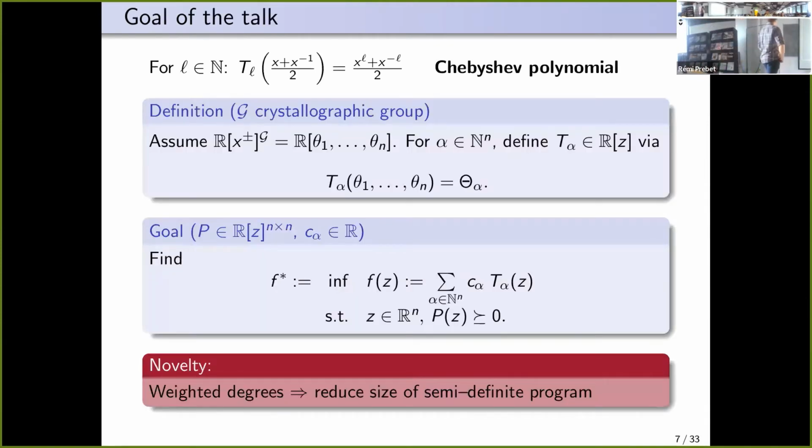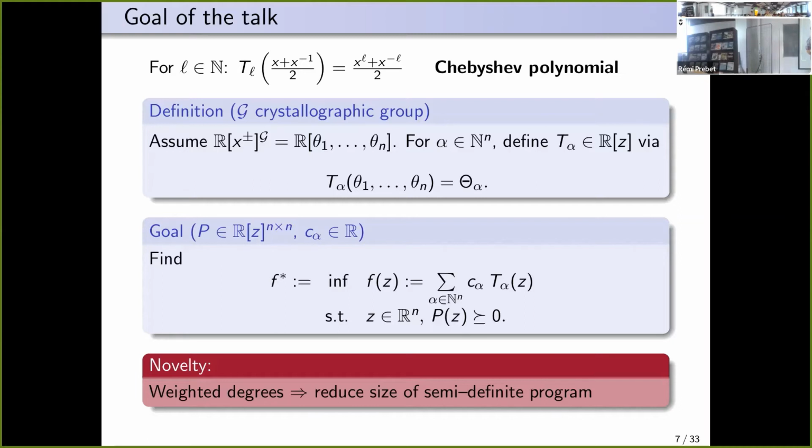So the example that we saw before with the multiplicative action was on the ring of Laurent polynomials in x and x inverse. And on this ring, you can essentially define the univariate Chebyshev polynomials. So here's the definition.